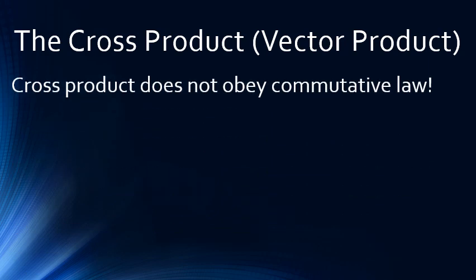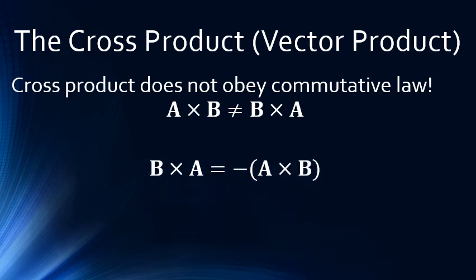Okay, unlike the scalar product or the dot product, the cross product does not obey the commutative law. Ibig sabihin, A cross B is not the same as B cross A. In fact, B cross A is equal to the negative of A cross B. Mag-iiba yung direksyon. It does not obey the commutative law. Okay, tandaan natin yan.